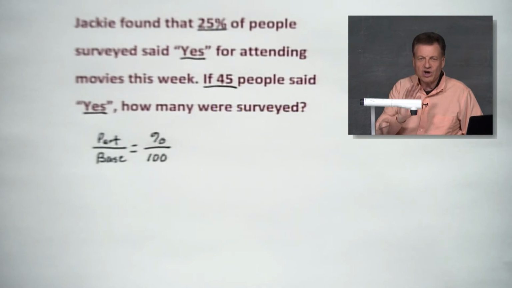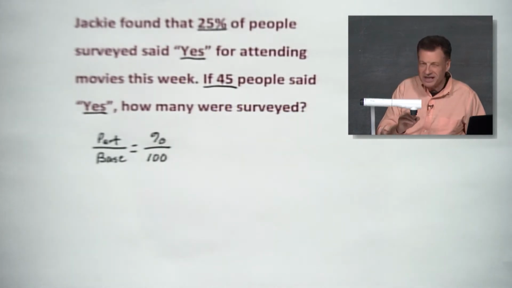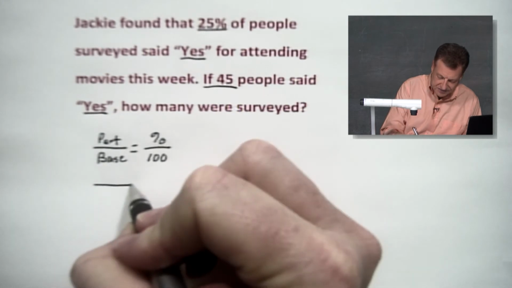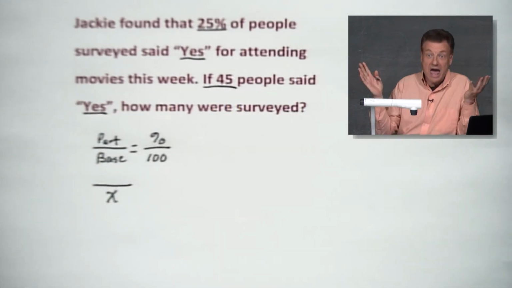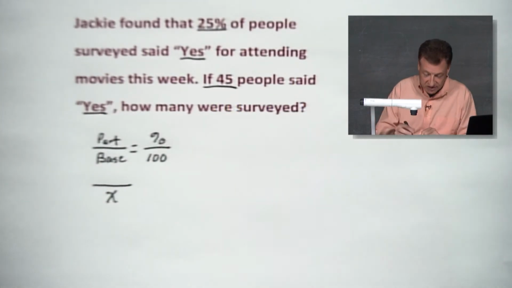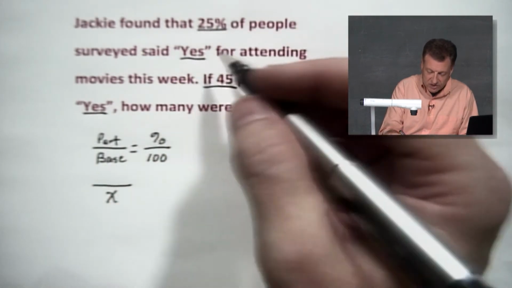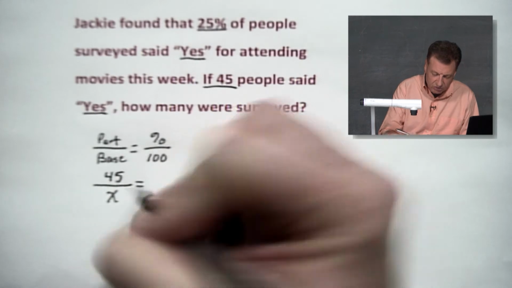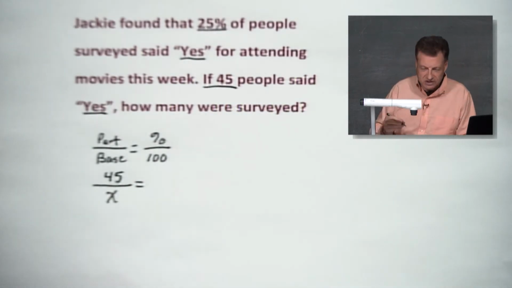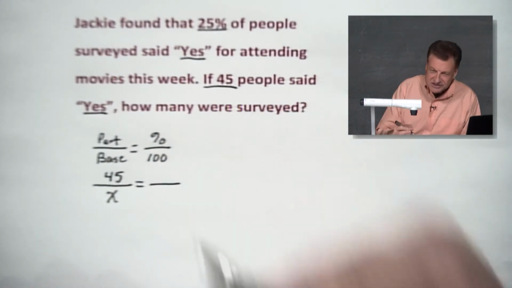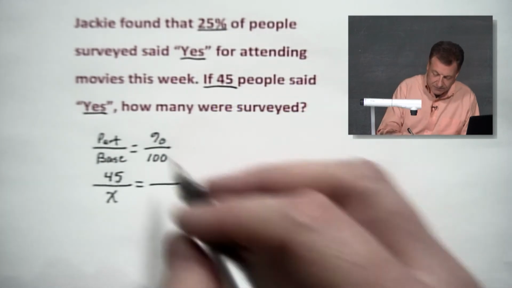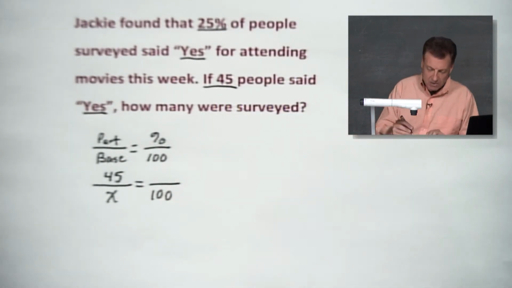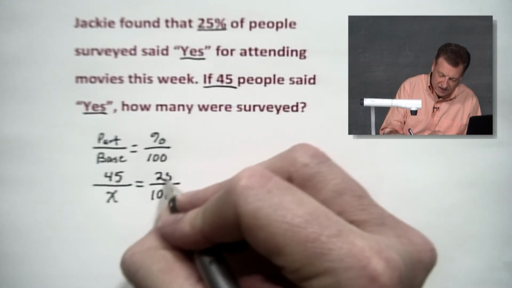So let's first of all get our numbers where they belong. What are we looking for? We want to know where we start from, so it's all about the base. We're going to put an X there. The part: what did we end up with? Well, according to this, we had 45 people that did say yes. And we wouldn't lie about that, would we? Absolutely not. Now, on the other side of our picture, we've got percent over 100. Well, there's 100. That doesn't change. But we do have 25 heading right up there.